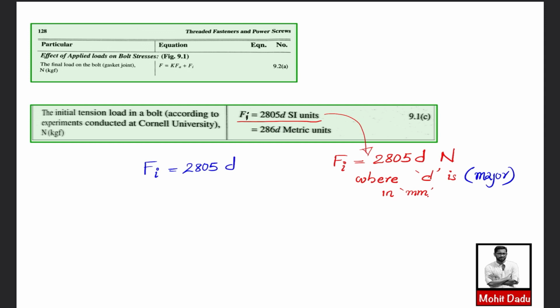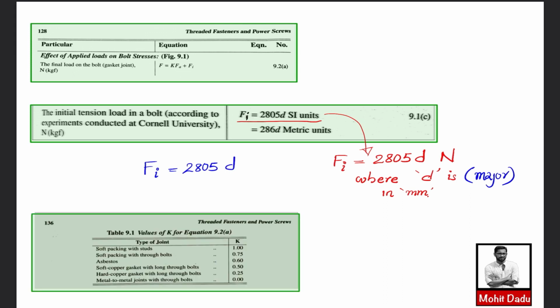Now we have to obtain the value of the gasket factor K. Here in the question it is mentioned that a soft copper gasket is used, and according to that we will take the value of K, which we will see now. You can take the value of K from the data book page 136, given in table 9.1. In the first column you can see the material, and here a soft copper gasket is used. So you can take the value of K as 0.5. So the gasket factor is K equal to 0.5.